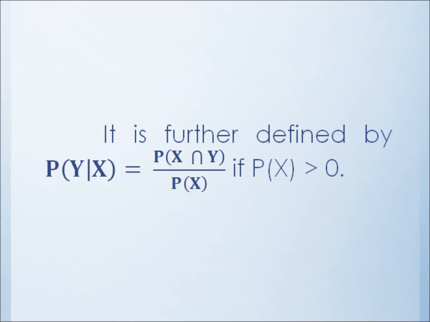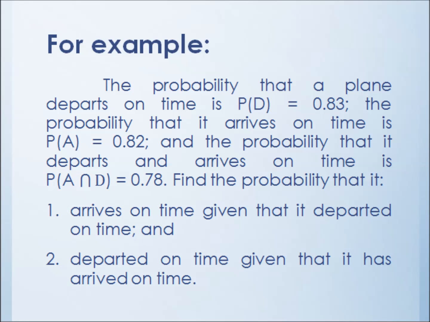It is further defined by the equation: the probability of Y given X equals the probability of the intersection of X and Y over the probability of X, if P of X is greater than 0. Let's apply the concept of conditional probability. Let's take this as our example.